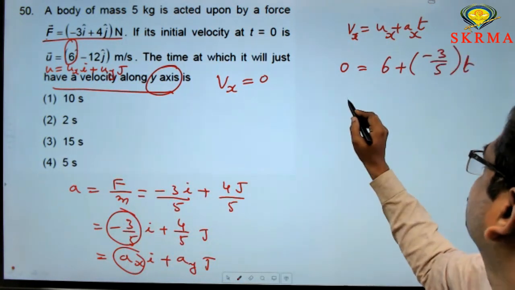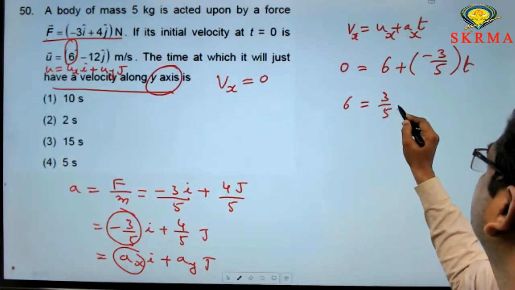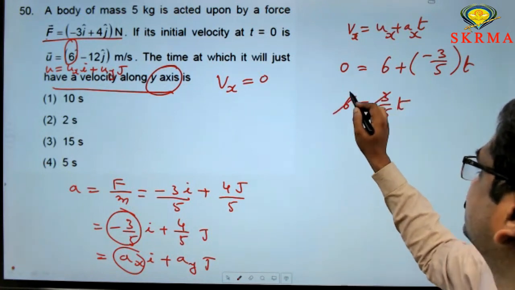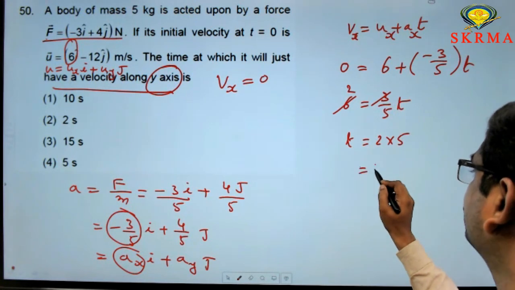So 6 equals 3 by 5 into t. Cancelling, t equals 2 into 5, that equals 10 seconds.